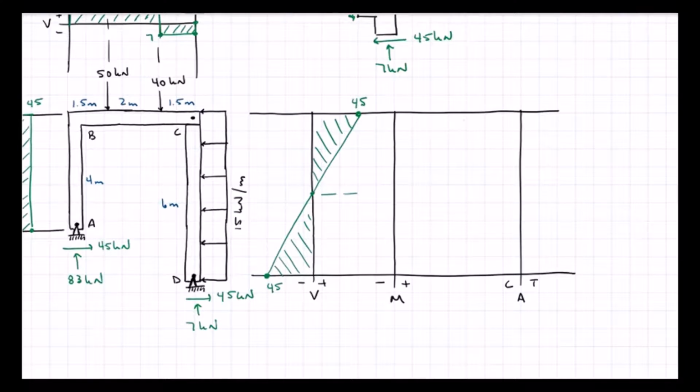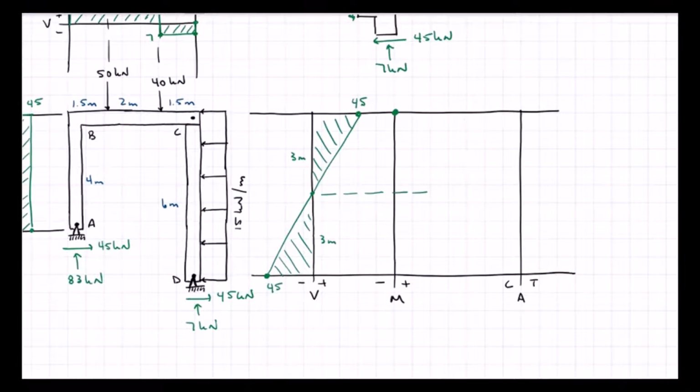I now have a point of inflection for my moment diagram. So the moment diagram starts at 0 because I've got a pin at C. It's going to change 45 times 3. This is symmetric, so it crosses the middle here at 3 meters, which means it's 3 meters at the bottom.